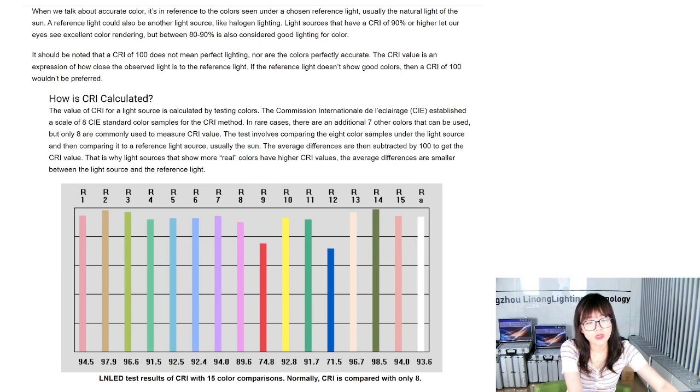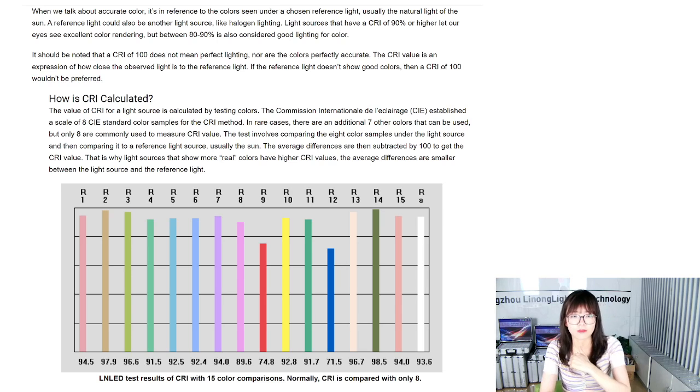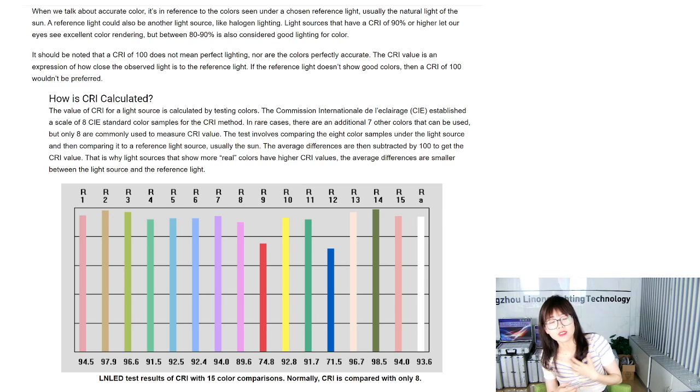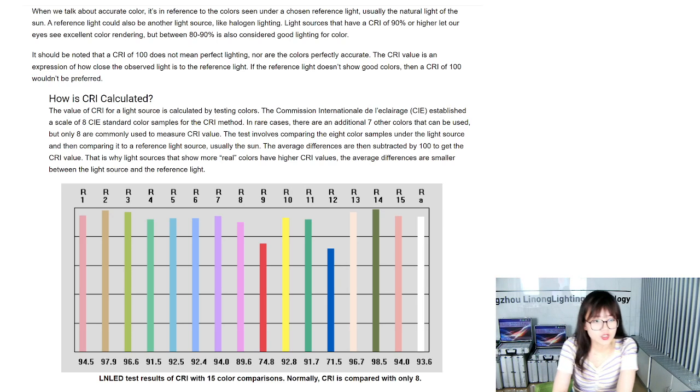So when we talk about accurate color, it is in reference to the color seen under a chosen reference light, generally the natural light of the sun. A reference light could also be another light source, like halogen lighting. Light sources that have a CRI of 90 or higher let our eyes see excellent color rendering. Between 80 and 90 is also considered good light for color.